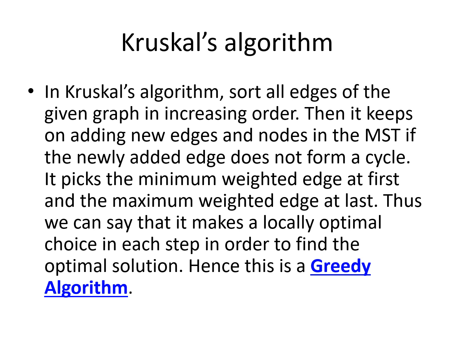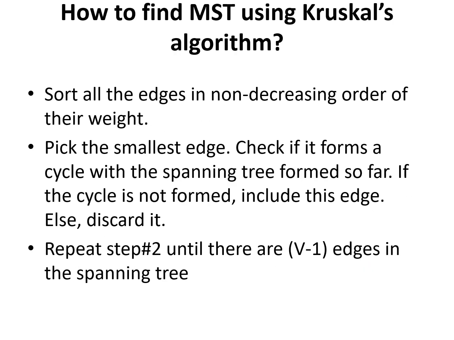Kruskal's algorithm is simple and more efficient when compared to Prim's algorithm. Procedure for Kruskal's algorithm: sort all the edges in increasing order of their weight. Pick the smallest edge. Check if it forms a cycle with the spanning tree formed so far. If a cycle is not formed, then include this edge, else discard it. Repeat step 2 until all the vertices are connected and the edge count is total vertices minus 1.